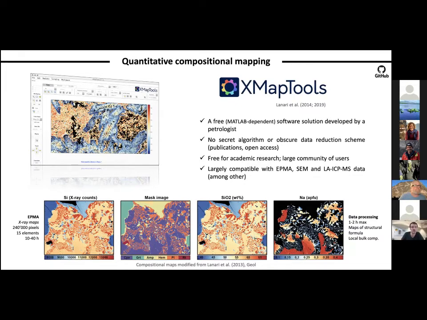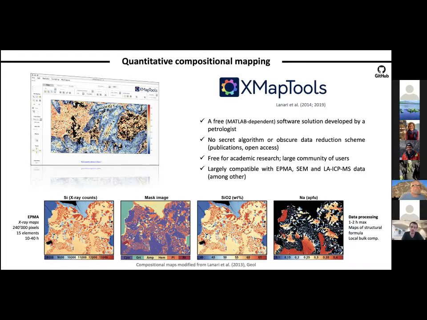If you use XMapTools, it's pretty simple. It takes very little effort to convert this map into a quantitative compositional map, for example, silica here. So you get the equivalent of 240,000 spot analyses, and you can extract local bulk composition. You can see the mineral zoning. This is an example of sodium content in atoms per formula unit in clinopyroxene. And the data processing takes a maximum of 1 to 2 hours. We are trying to reduce that, and you get all the information.